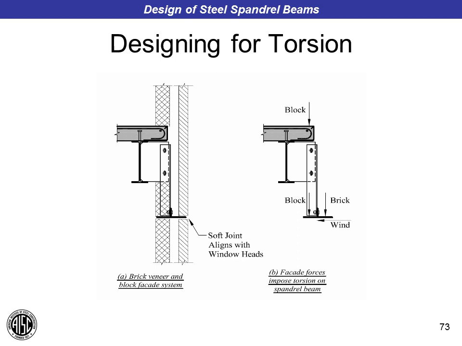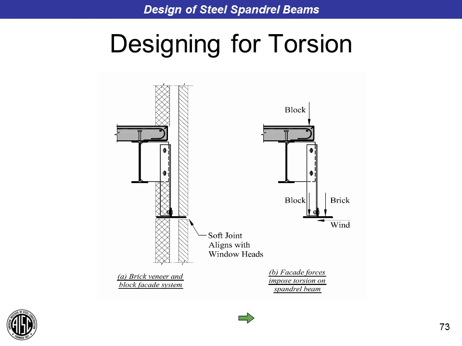So when we design for torsion, we need to consider the effect of where the facade load is applied to the spandrel beam from both the facade itself and in this case for the backup wall, which is shown here graphically as CMU. This is a brick veneer over a block facade system. So we need to consider where these loads are applied and how they impact the spandrel beam itself.